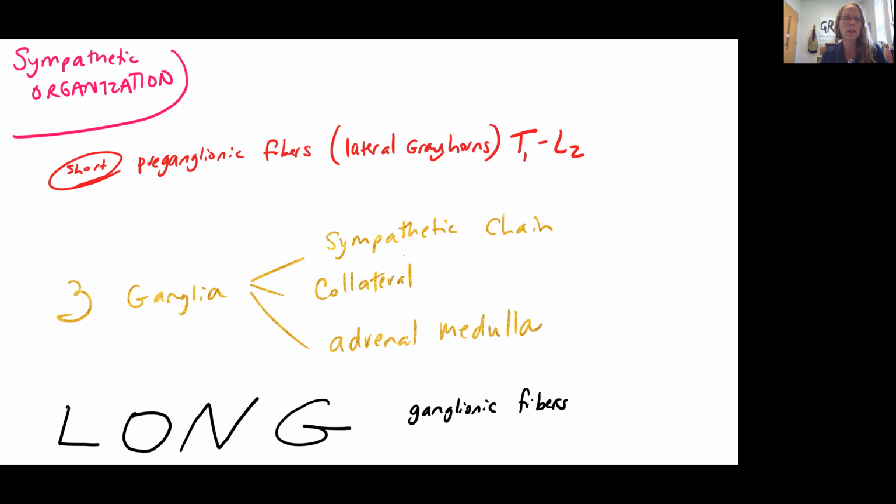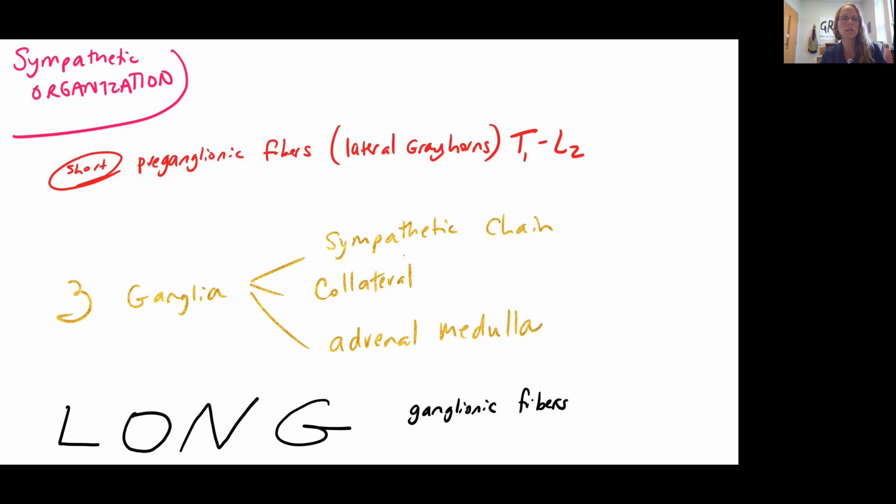Now, notice in the sympathetic division that our preganglionic fibers are typically very short. So they're located really close to the spinal cord. Their cell bodies are located in those lateral gray horns that you studied in A&P1, in the region of the spinal cord between T1, that's thoracic vertebra 1, and L2. L, of course, is standing for lumbar. So we will see the sympathetic division's preganglionic neurons are housed between T1 and L2.